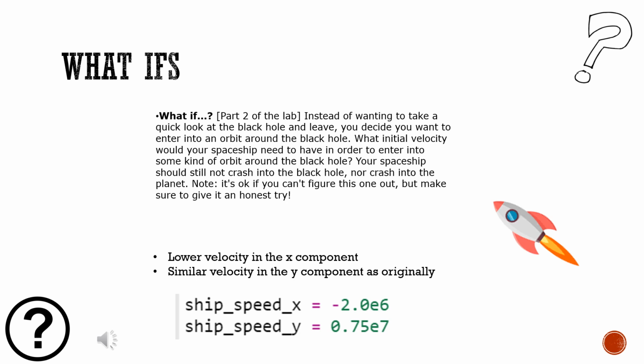How to do this? Well, we could lower the velocity in the x component, and we're going to have a similar velocity in the y component as originally. That will be about, for the x direction, about -2 times 10 to the power 6 meters per second, and in the y component, it will be 0.75 times 10 to the power 7 meters per second.